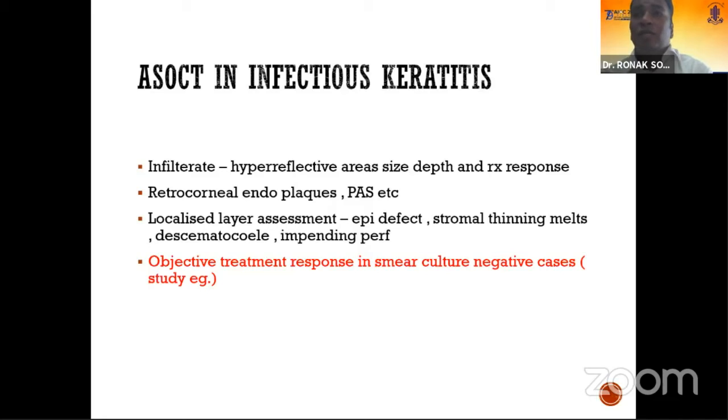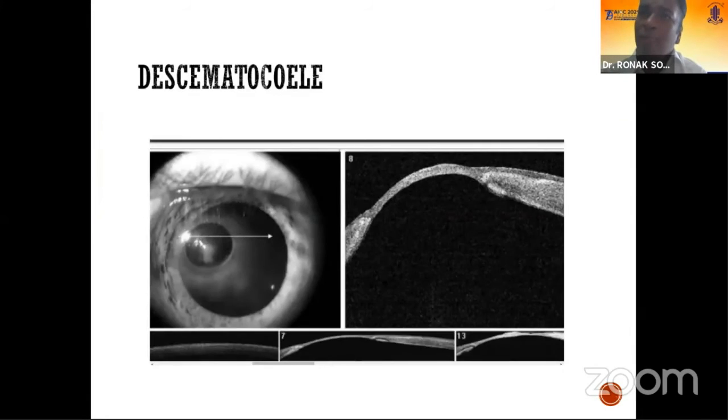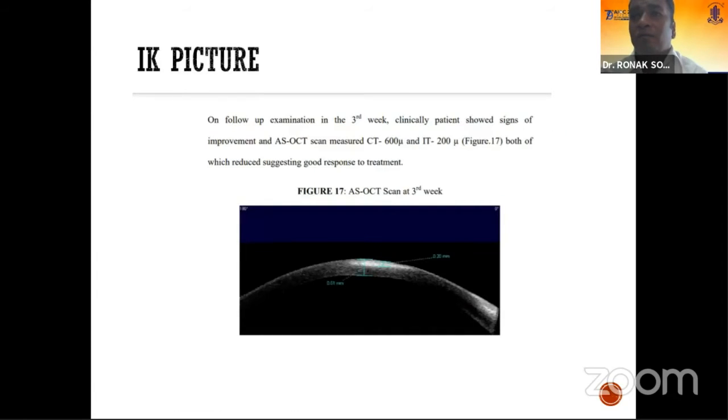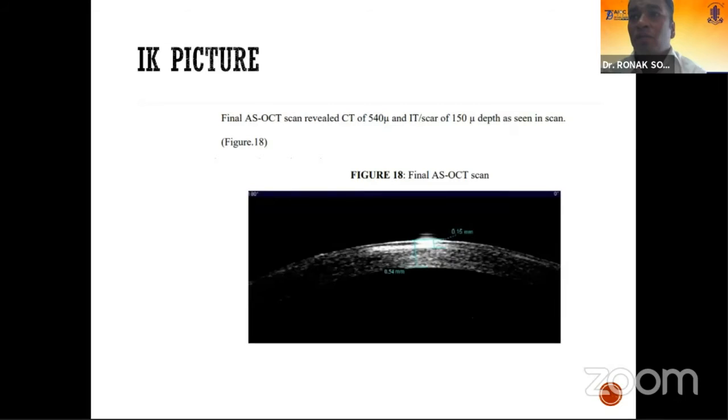A new thing which was done previously was in infectious keratitis, especially in cases where there are smear negative cultures and you want to objectively monitor the treatment response, because you're going to give a cocktail therapy or go by your clinical judgment. In this case, for example, this was a culture negative case which was responding to antifungal. On presentation, it shows a corneal thickness and an infiltrate thickness which we measured. And subsequently at the 3rd week and 6th week, when you keep measuring, the response to treatment is analyzed by saying that the corneal thickness has reduced and the infiltrate thickness has also reduced and eventually turned into a scar.